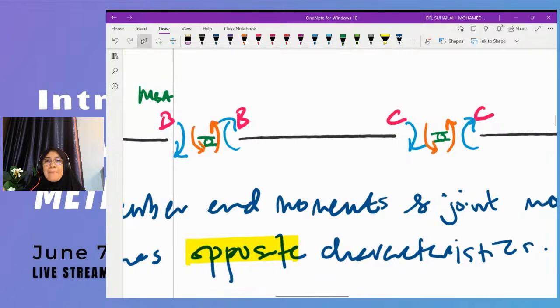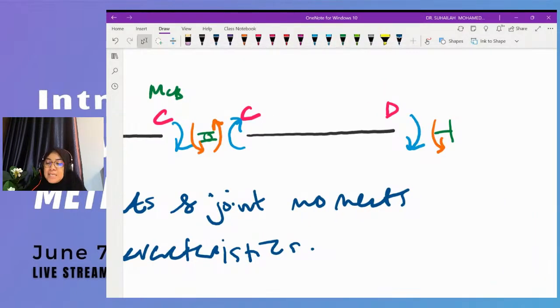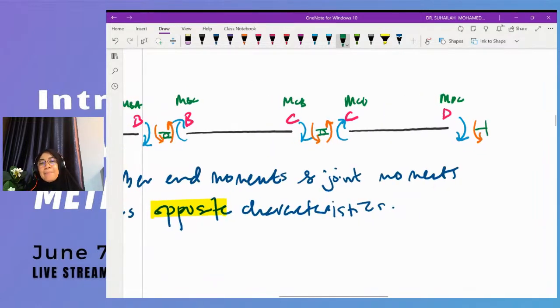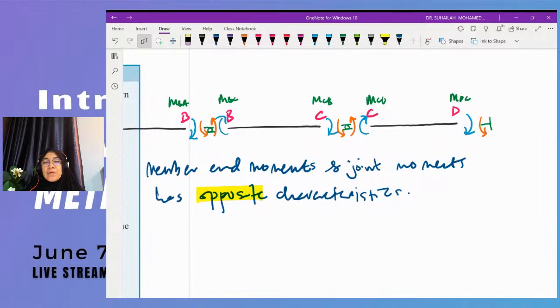Okay, so for member BC, we will have MBC and MCB. And the moments for member CD are MCD and MDC. So there are 6 members and moments, so we should also have 6 distribution factors.